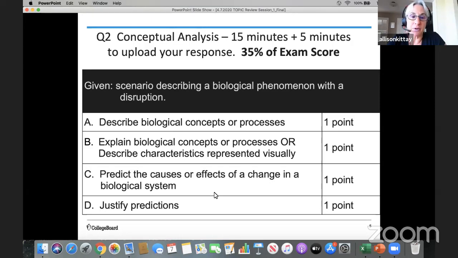And again, here are task verbs. You need to describe biological concepts or processes, and we're going to actually practice that today. You need to explain biological concepts or processes or describe characteristics that are represented visually. And if you were with us last week, a really good example of a concept that is represented visually is phylogeny, and we talked about how to construct phylogenetic trees and cladograms. You also need to be able to predict the causes or effects of a change in a biological system and then justify those predictions. And so each one of those sections is equal weight with 1 point each.